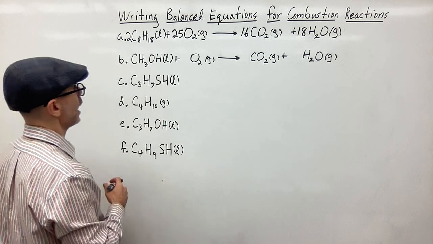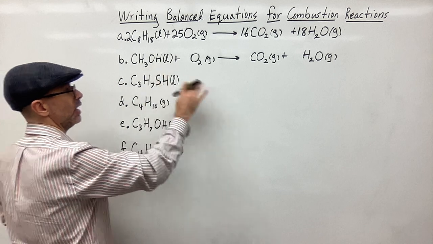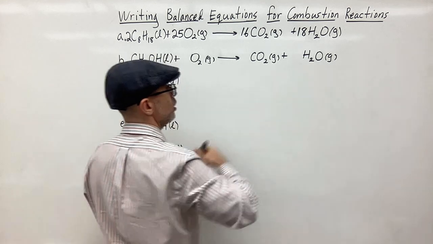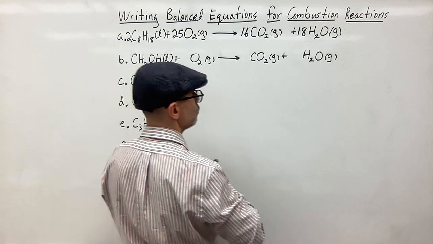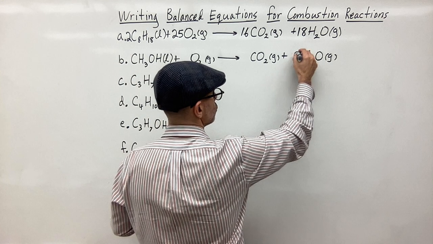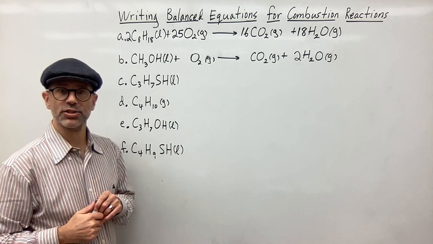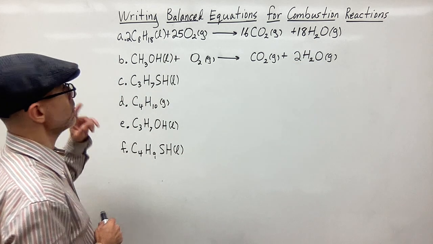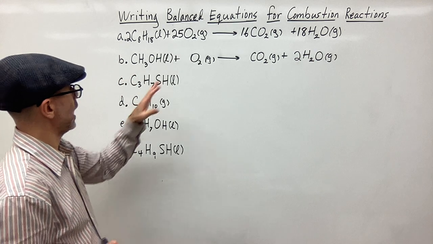So now the hydrogens, I have 3 plus 1, that's 4 hydrogens. I have 2 over here. 2 times what gives me 4? That would be a 2. So I'm going to put a 2 there. Okay, so far so good. So now my carbons and hydrogens are balanced. Now I'm going to go to the oxygens.